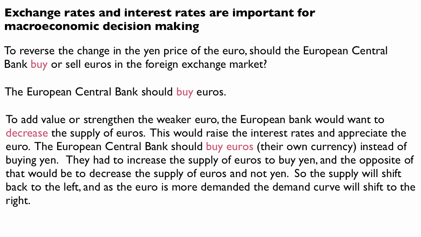The European Central Bank should buy euros, their own currency, instead of buying yen. They had to increase the supply of euros to buy yen, and the opposite of that would be to decrease the supply of euros and not yen. So the supply will shift back to the left, and as the euro is more demanded, the demand curve will shift to the right.